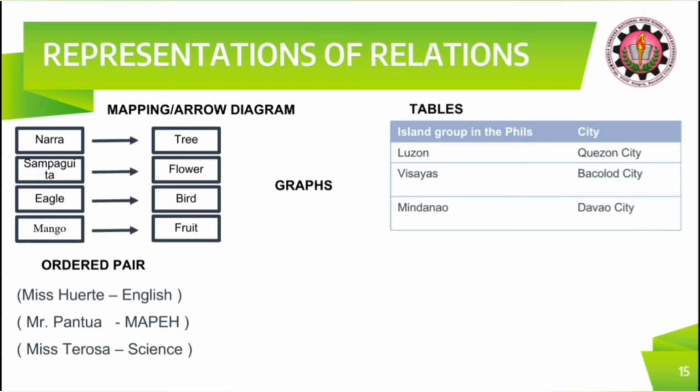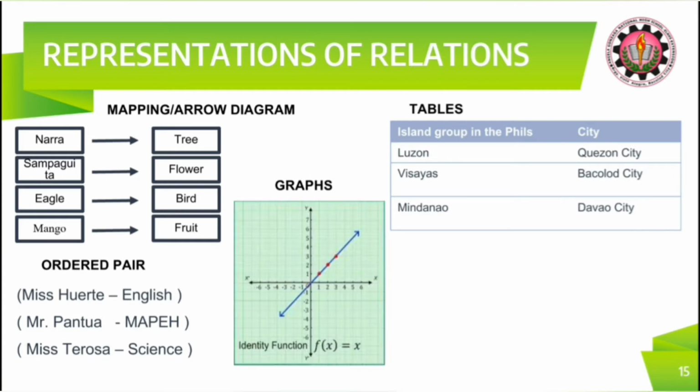Next is the graph. The graph consists of some points and lines. Here, it illustrates the relationship between the values of x and y. The last representation is the rules or equation. Here in our equation, y equals 2x plus 1. It shows that one variable depends on the other variable. It also shows how the value of y depends on the value of x. So these are the rules.